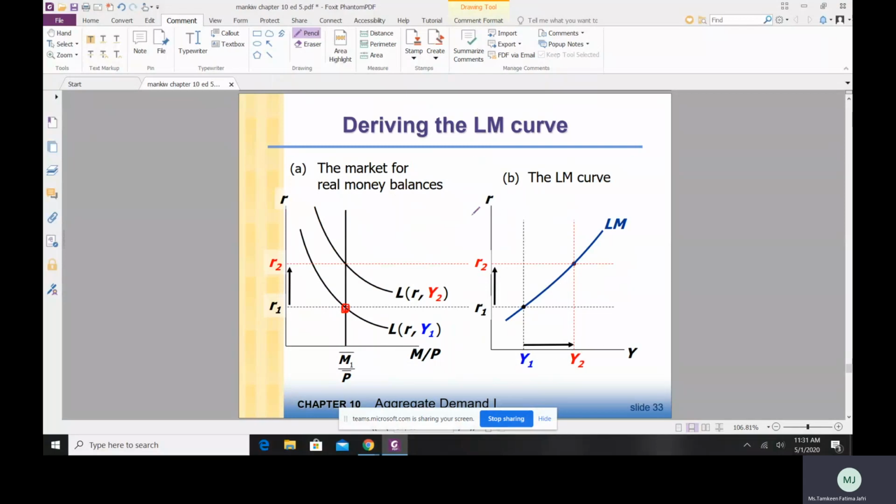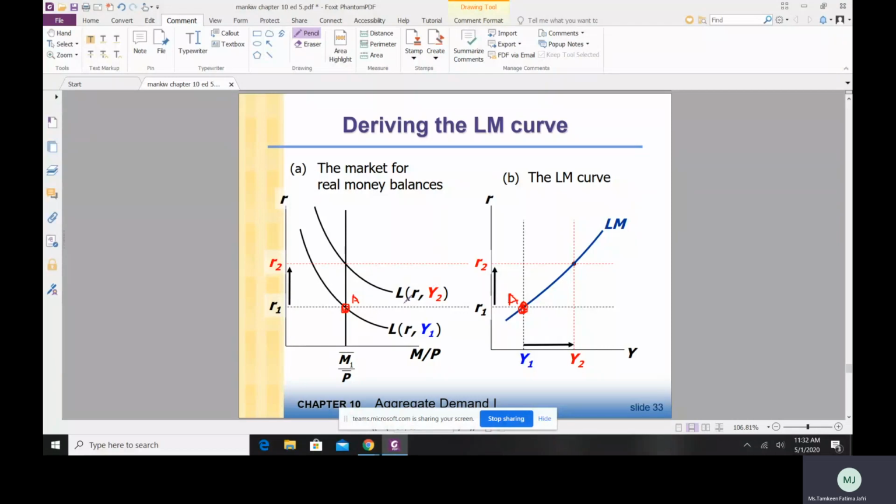Remember, LM shows the relationship between R and Y. So this point tells me that when interest rate is R1, Y should equal Y1 in order for the money market to be in equilibrium. So this translates to point A on this second panel. This is going to be one point on the LM curve. Now let's suppose that Y increases. When Y increases to Y2, money demand is going to increase.